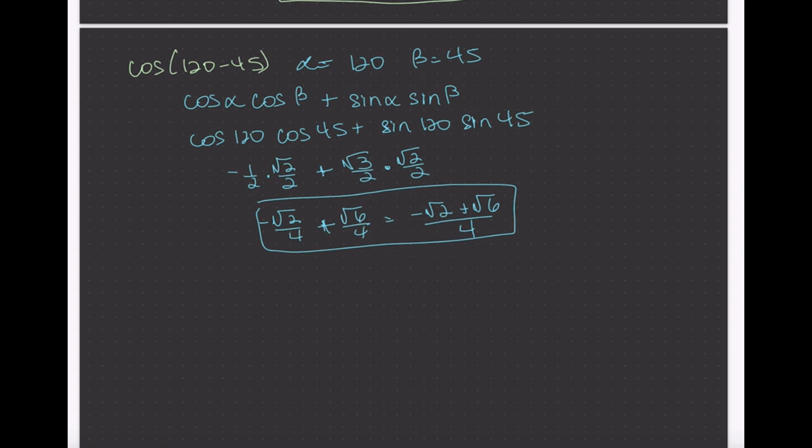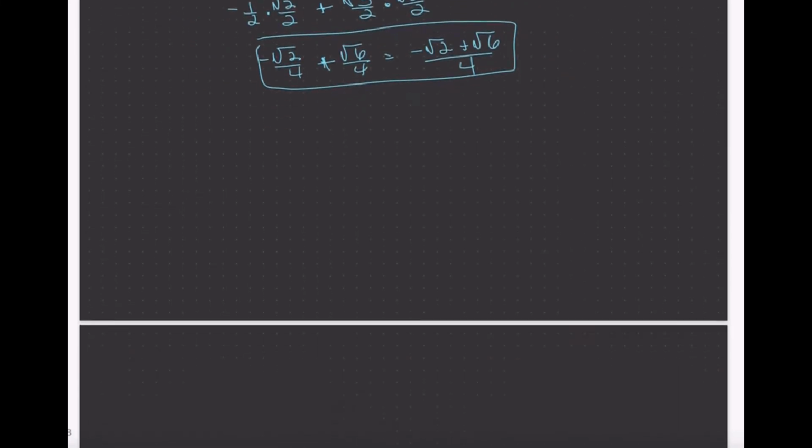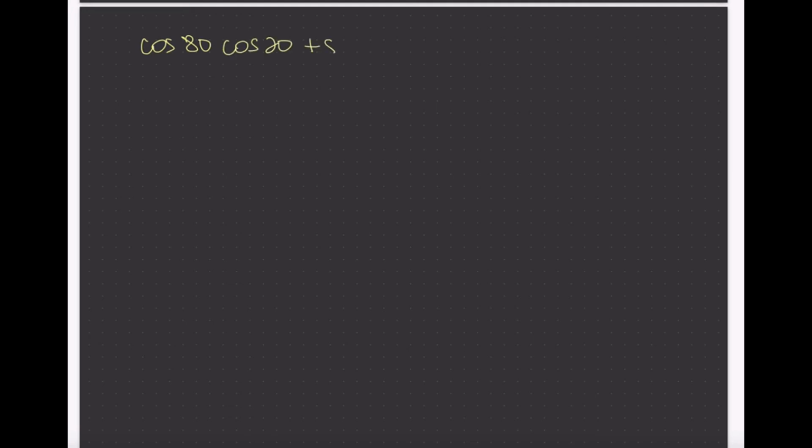Sometimes they like to give us problems where they're giving us the right side of the formula. So they might want us to find the exact value of, let's say, cosine of 80 degrees times the cosine of 20 degrees plus the sine of 80 degrees times the sine of 20 degrees.